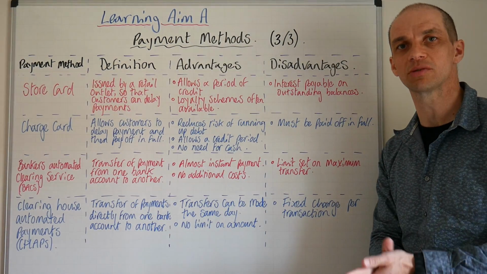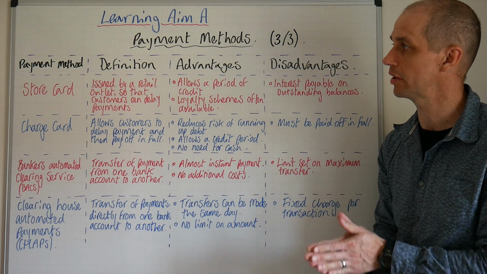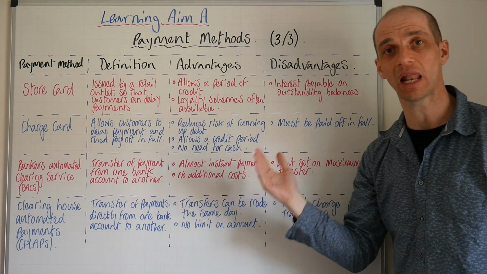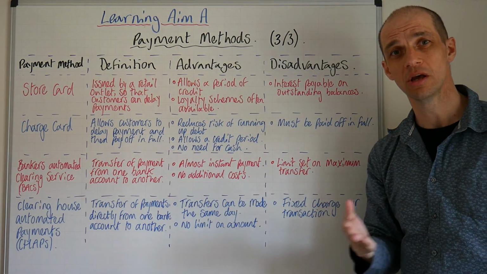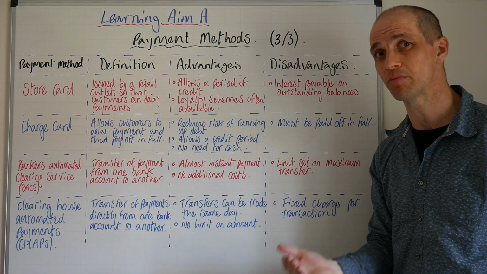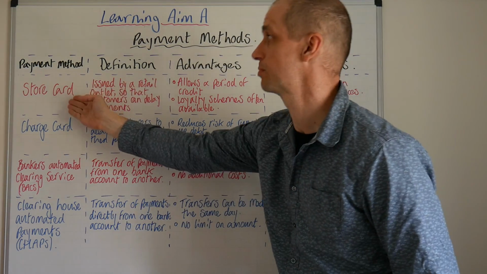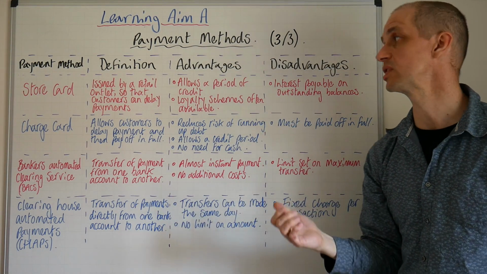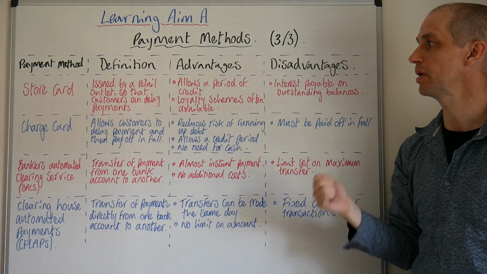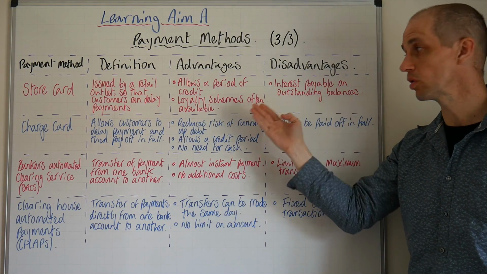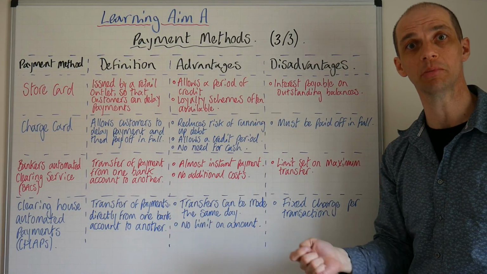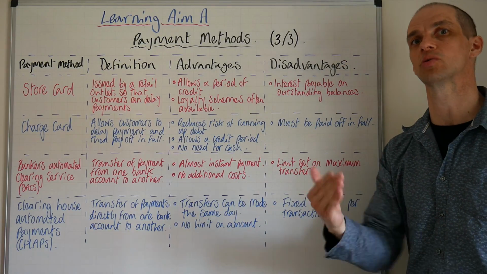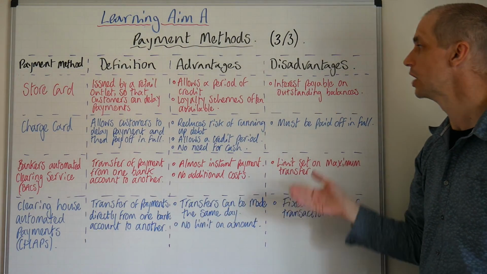Right, so in this lesson we're going to start off with a store card. So this is issued by a retail outlet so that customers can actually delay payments much in the same way that a credit card operates, okay? But this is provided by the store itself. So it allows that period of credit, and it's also likely to use some sort of loyalty scheme to encourage customers to actually visit the store more often.